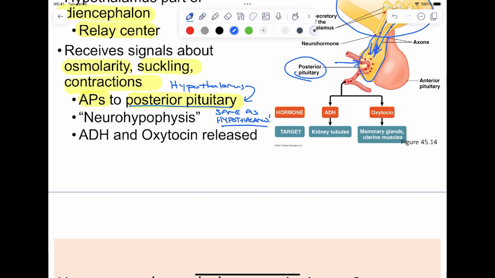Depending on what class you take and how smart your professor wishes to sound, they might not say posterior pituitary. They might reference the neurohypophysis. And you're going to say, did you mean to say hypophysis? And they're going to say, no, you idiot, it's hypophysis. That's the old word for the pituitary. So the neurohypophysis is referencing the fact that it is brain tissue.